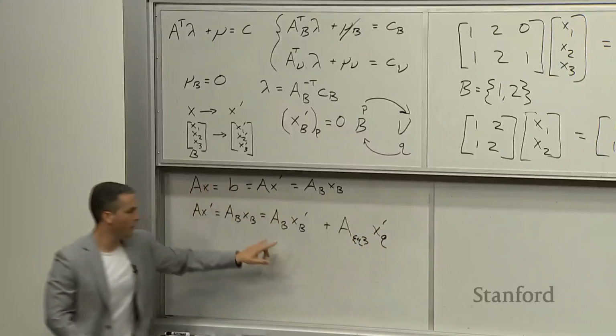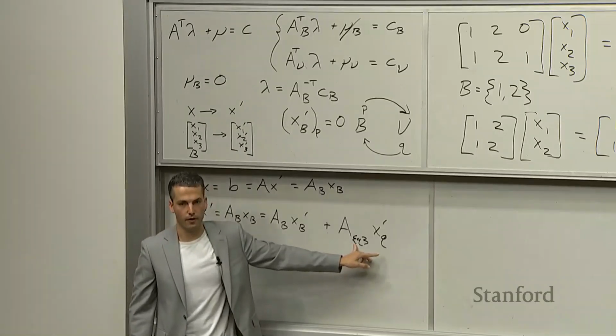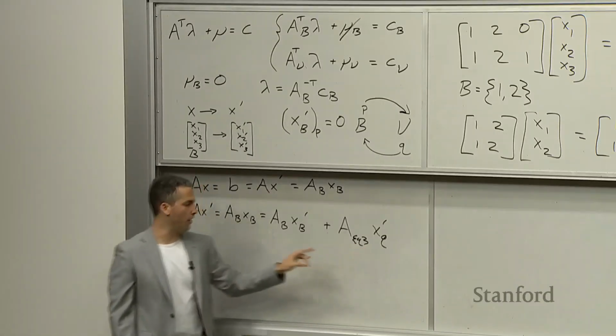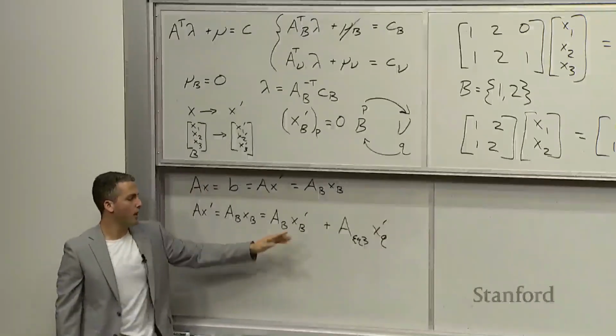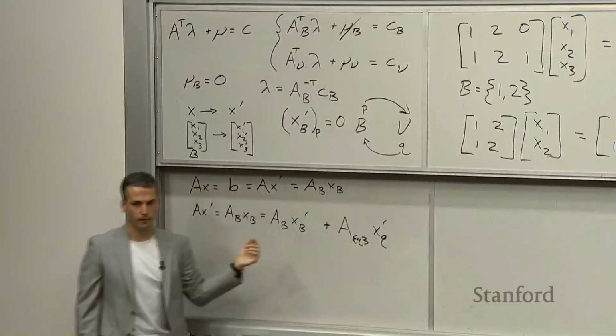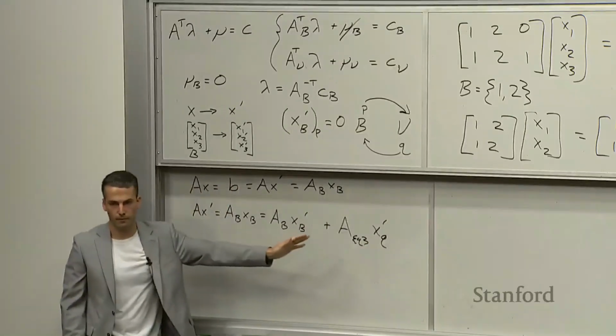This is what's leaving our basis, and this is what's entering now. We're just keeping track of leaving and entering. We know that the pth component here is 0, so that's leaving. We have to keep track of what's entering through q. So this is just rewriting the Ax prime equality in this form.